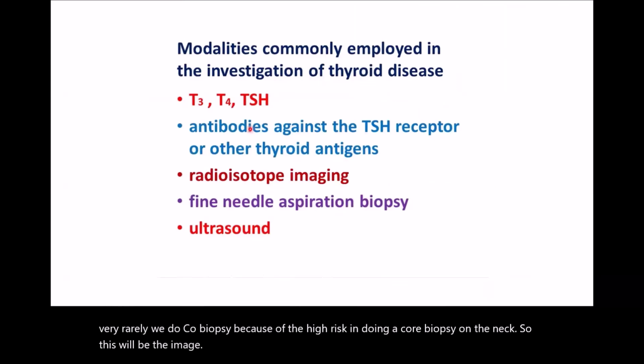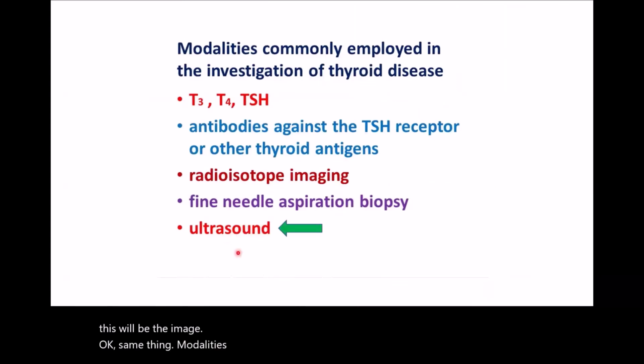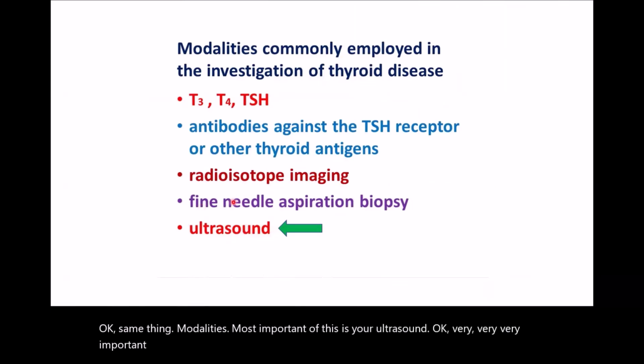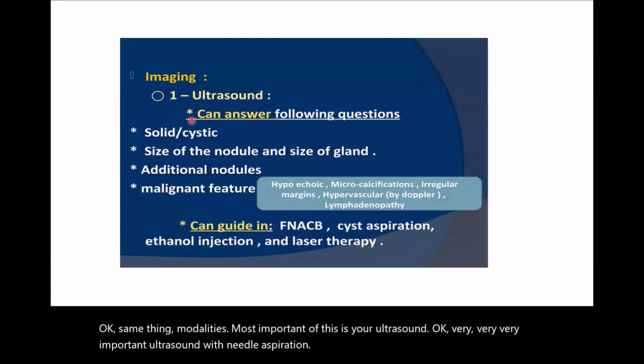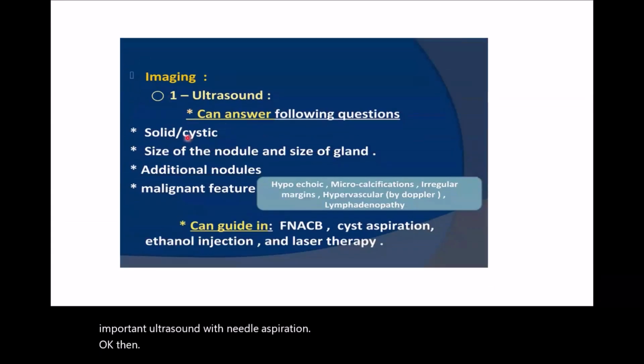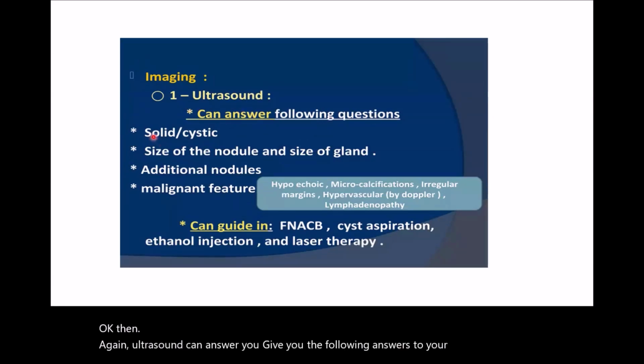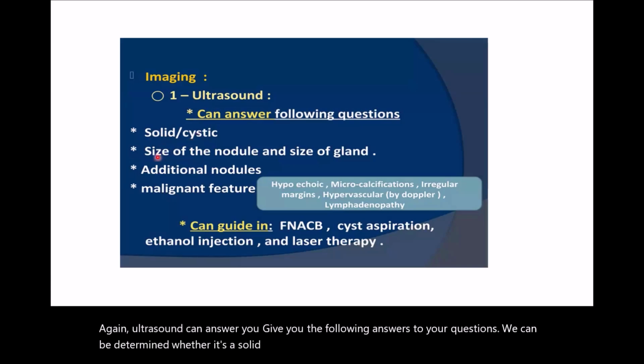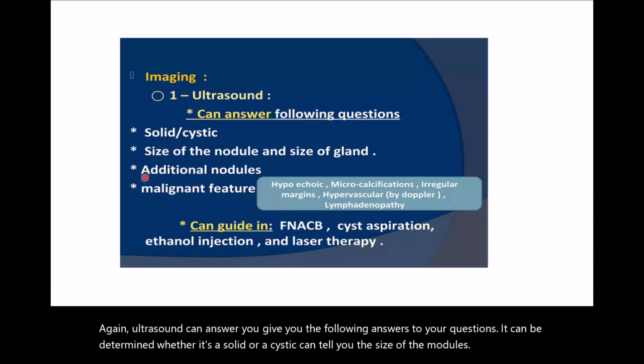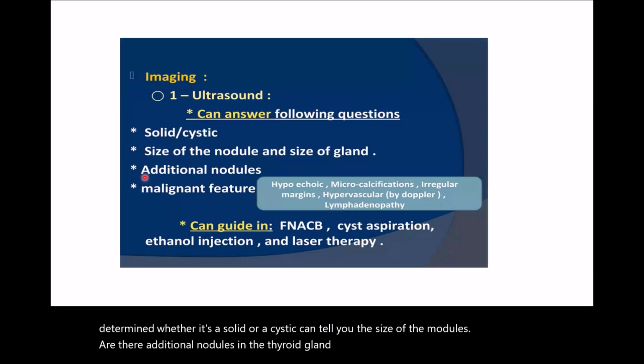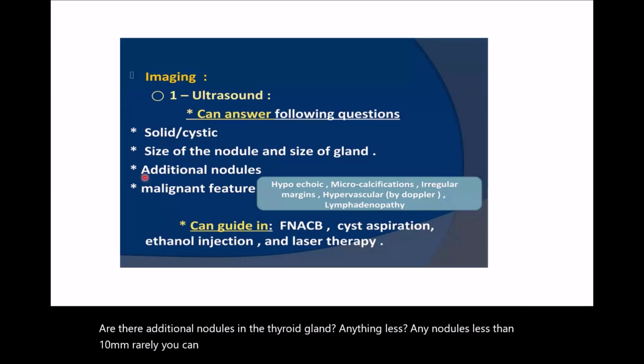Same thing, modalities. The most important of this is your ultrasound. Very, very important. Ultrasound with needle aspiration. Then again, ultrasound can give you the following answers to your questions. It can determine whether it's solid or cystic. It can tell you the size of the nodules. Are there additional nodules in the thyroid gland? Any nodules less than 10 millimeters, you rarely can palpate clinically.